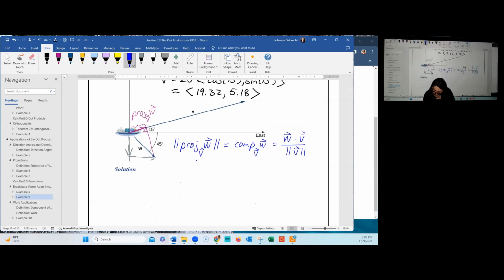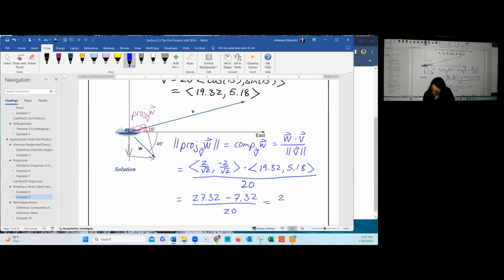When you're done, you're going to get something that looks like 2 over the square root of 2, negative 2 over the square root of 2, dotted with 19.32-ish, 5.18-ish. You should carry more decimal places so that you can round appropriately, over the magnitude of V, which we know is 20. And when I'm done, I end up with about 27.32 minus 7.32 over 20, which gives me 20 over 20.